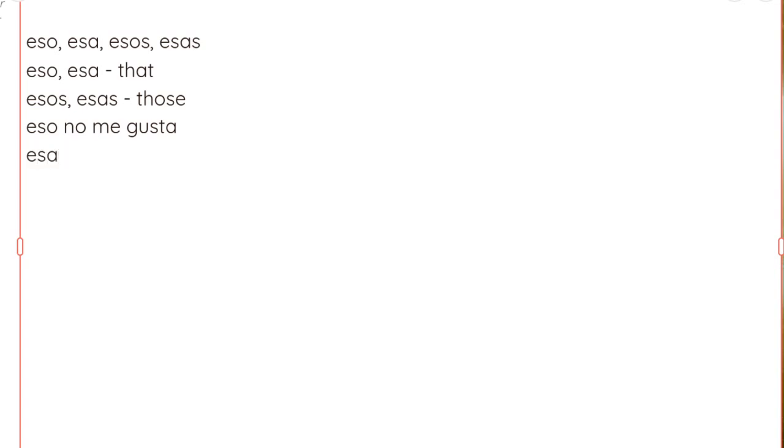Esa es mi casa. Let's use this one. Eso no me gusta. Esa es mi casa. This is clear that is my house, right? Here we said that an action that somebody did, it doesn't please the other one, right? But it can be an object or something that is not defined.